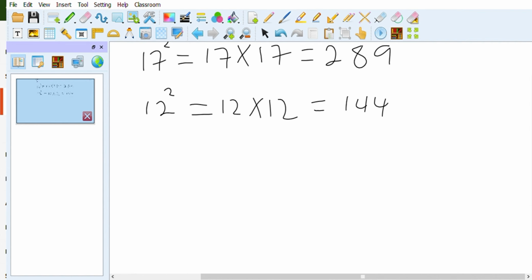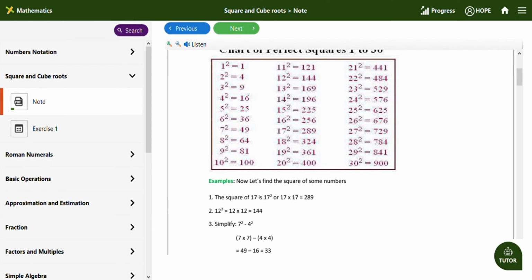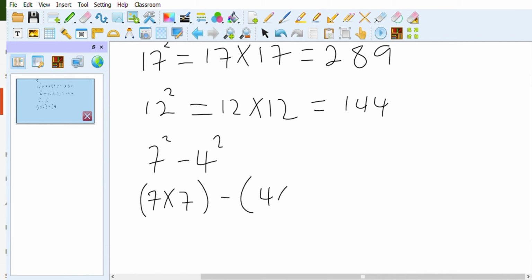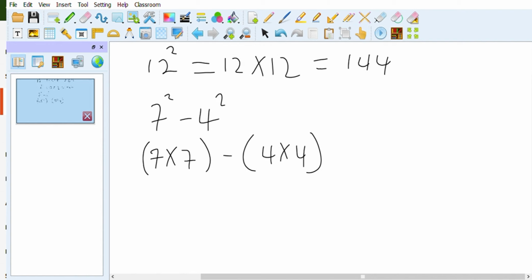Let's look at example 3. Example 3 says, simplify 7 squared minus 4 squared. So from what we've seen so far, 7 squared means 7 times 7, and then 4 squared means 4 times 4.